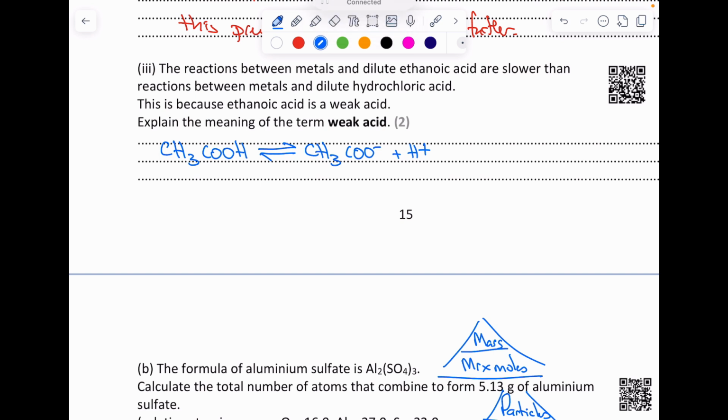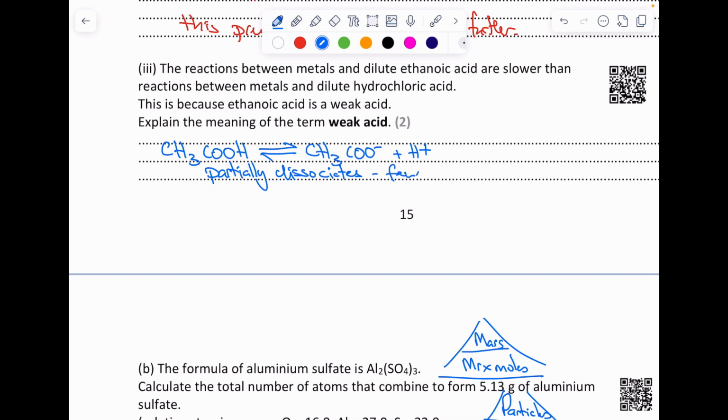So I've given an example here of a weak acid, and you can see the weak acid has this symbol in the middle, and this means that the reaction is reversible, which means it only partially dissociates. So what we need to say here is it partially dissociates, partially turns into ions, which in this case means that there are going to be fewer H plus ions than expected.